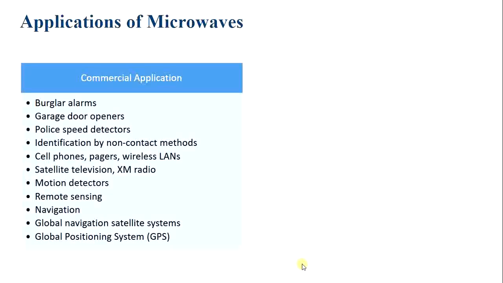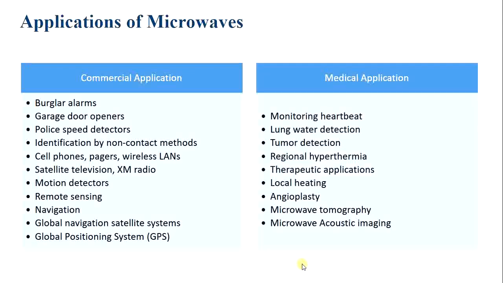The third category is the commercial applications like burglar alarms, garage door openers, police speed detectors, identification by non-contact method, cell phones, pagers, wireless LAN, satellite television, motion detections, remote sensing, your GPS, global navigation satellite system, all are coming under the commercial applications of microwaves.